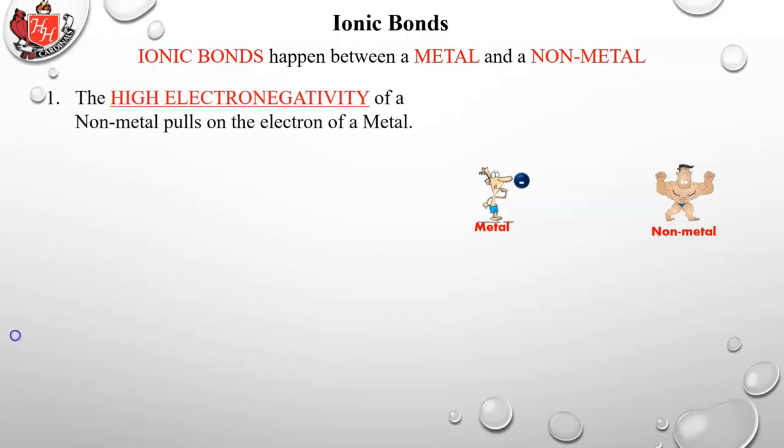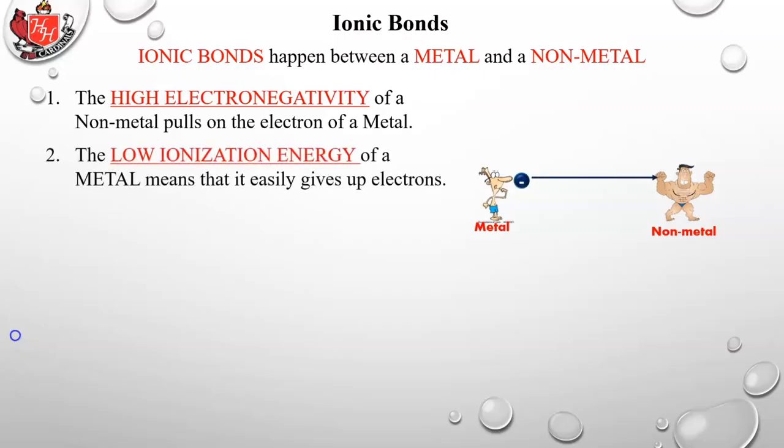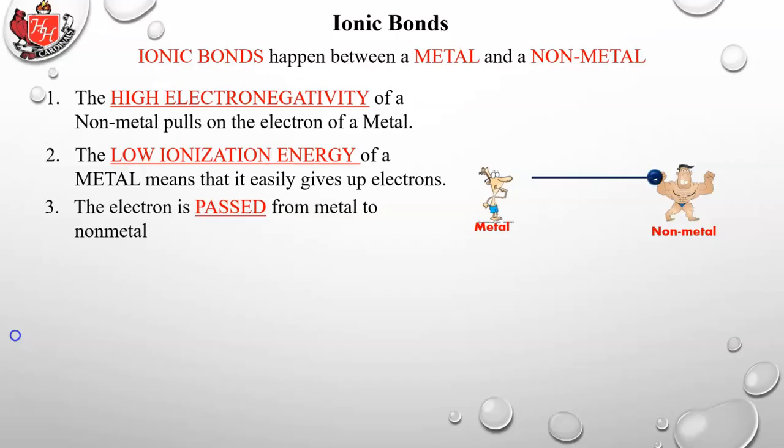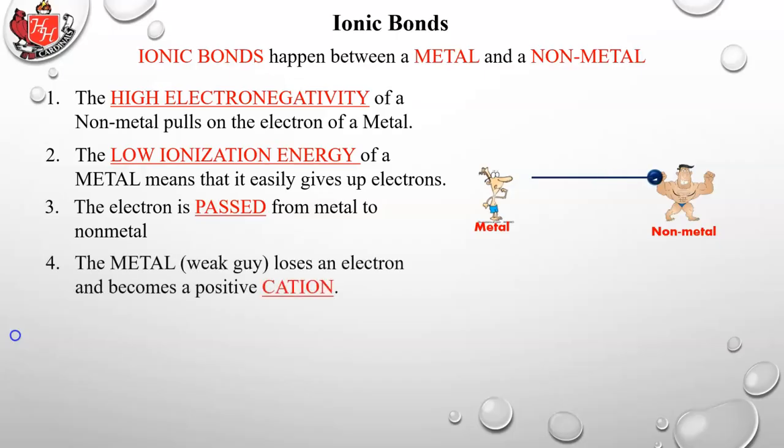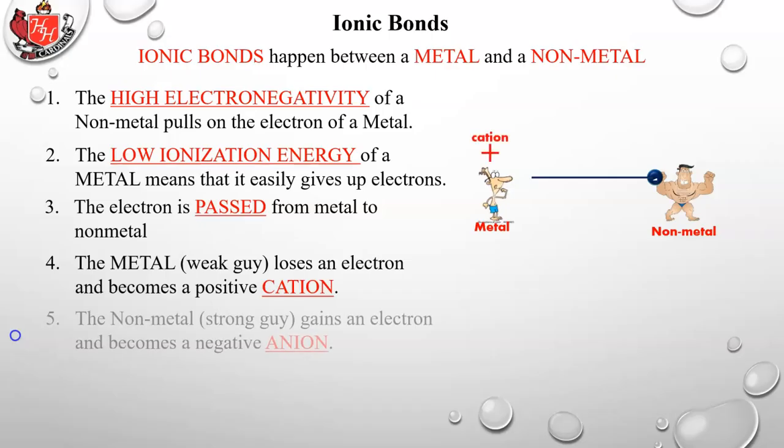So there's 6 steps to this that you should memorize. The high electronegativity of a nonmetal pulls on the electron of a metal. So you see that diagram over there on the right. The low ionization energy of the metal means it easily gives up electrons. The electron is passed from metal to nonmetal, like you see on the diagram. The metal, the weak guy, loses an electron and becomes a positive cation. The nonmetal strong guy gains an electron and becomes a negative anion.